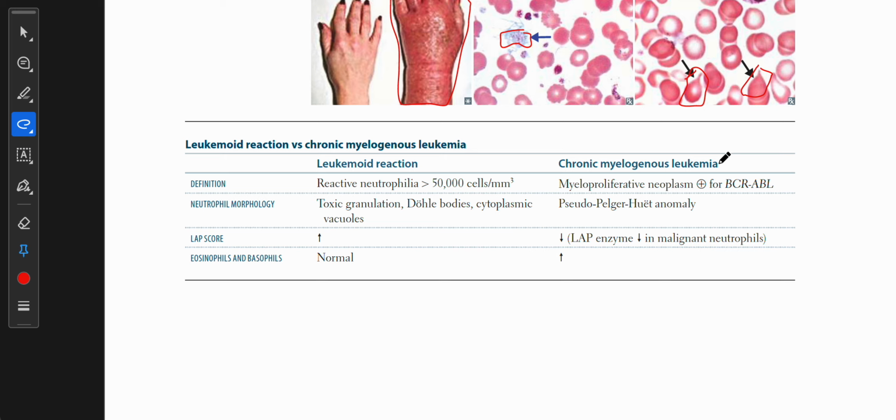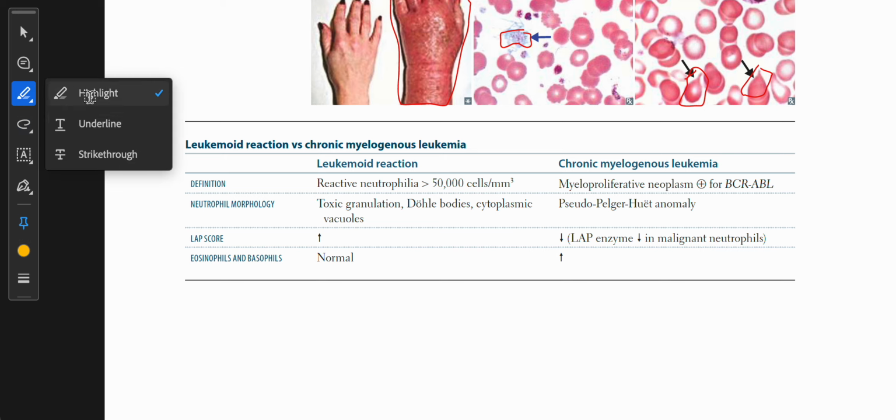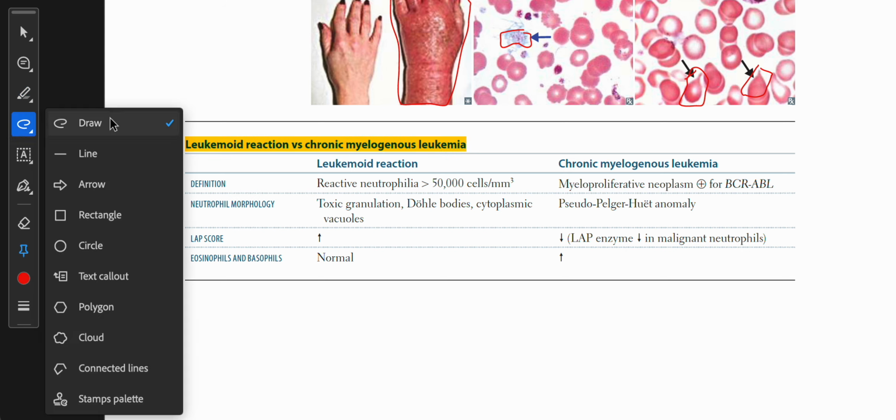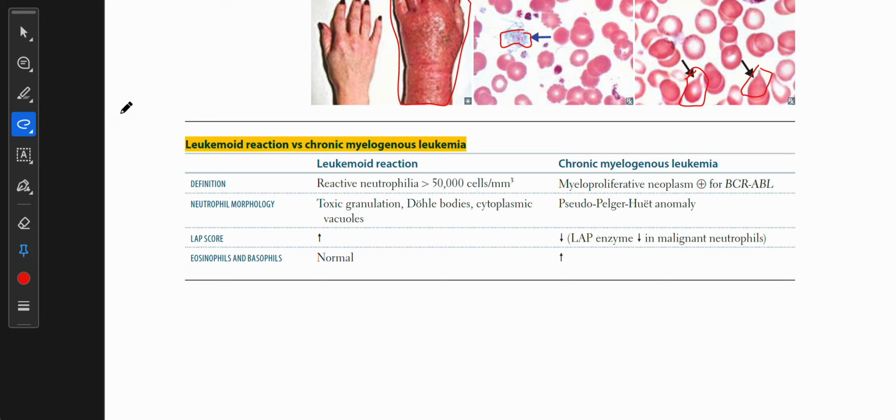Okay. There is a difference between leukemoid reaction and chronic myelogenous leukemia. This is a very favorite question in MBBS also. In your board exams, they will ask the differences between leukemoid reaction and chronic myelogenous leukemia. So the differences are that leukemoid reaction is reactive neutrophilia greater than 50,000 cells per mm cube. Reactive neutrophilia, because it is a reaction to something normal, like some kind of infection. It is a reaction to kinds of infections, right?